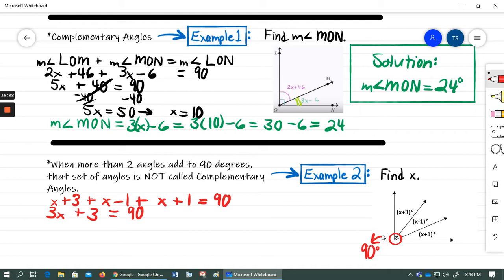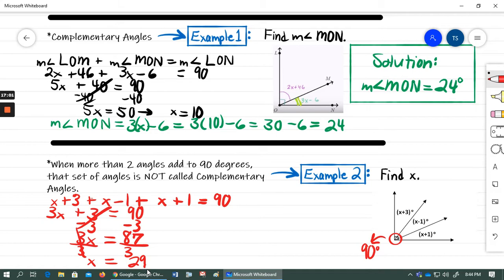All right, so let's finish solving. Let's subtract 3 on both sides, so we can get all our constant terms on the same side of the equation, away from our terms with variables. All right, so that's 3x equals 87. Cool beans. All right, if we divide by 3 on both sides, that's going to wind up giving us the fact that x equals 29. Yes, x equals 29.